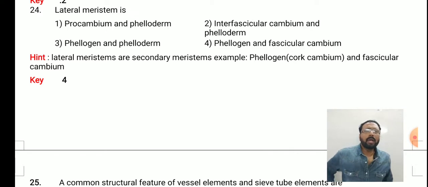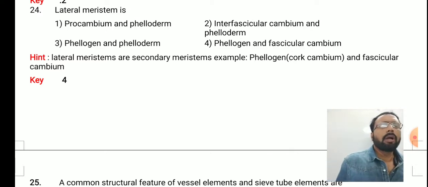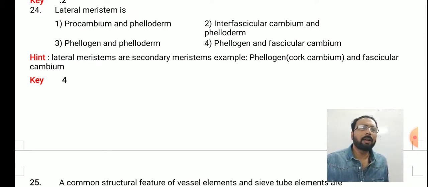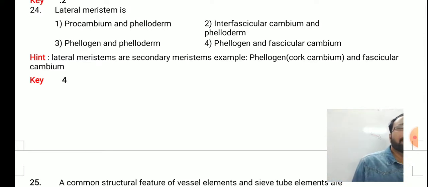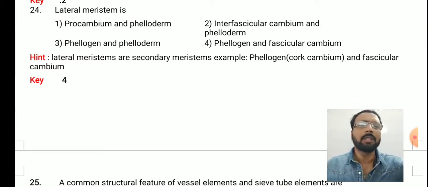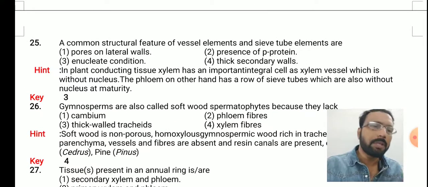Question: the lateral meristems are phellogen and vascular cambium. Correct. These are the lateral meristems, and the fourth option is correct.